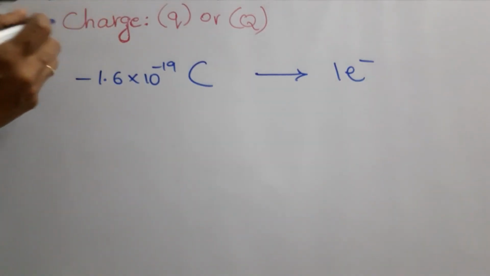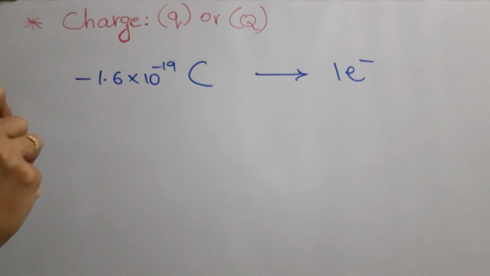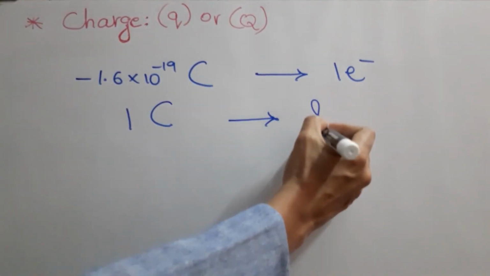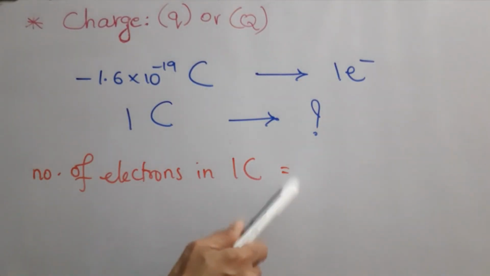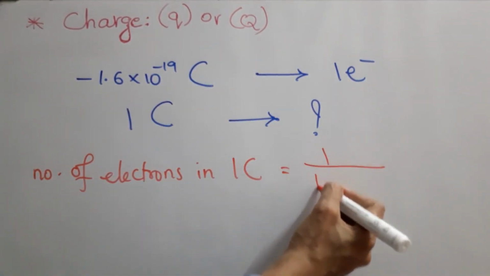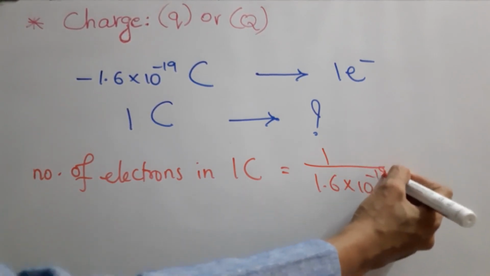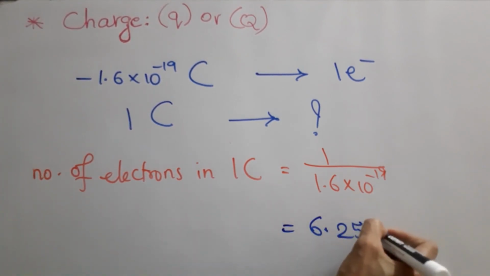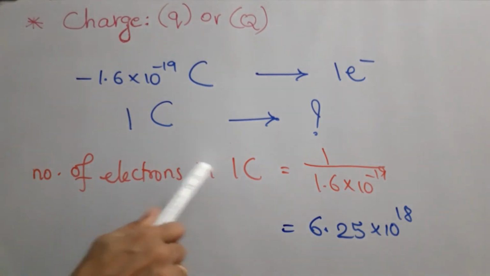Now, I want to find out how many electrons are there in 1 coulomb charge. Then we will proceed in this way. 1.6 × 10^-19 coulomb is the charge of 1 electron. Then 1 coulomb carries how many electrons? So, the number of electrons in 1 coulomb charge, you have to cross multiply it. So 1 divided by 1.6 × 10^-19. If you calculate, you will get the answer 6.25 × 10^18. So the number of electrons in 1 coulomb charge will be equal to 6.25 × 10^18 electrons.